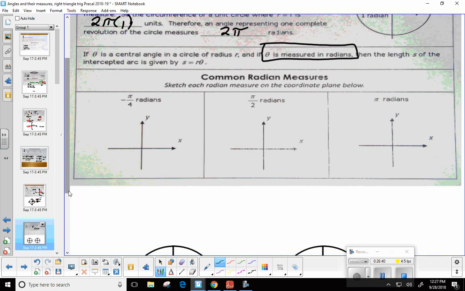Well, let's see here. Common radian measures. Let's go ahead and do this, and then we'll stop for the day because I have some folks who wanted to ask me some questions.